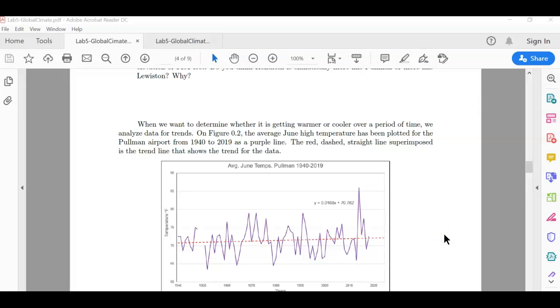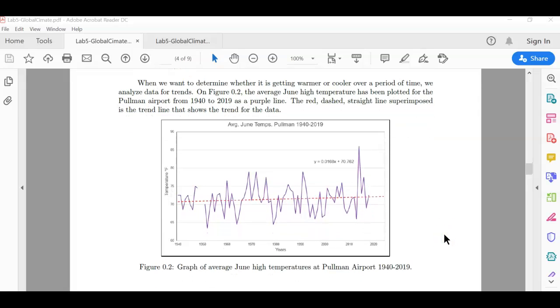All right, so now when we want to determine whether it is getting warmer or cooler over a period of time, we analyze data for trends. On this figure, the average June high temperatures have been plotted for the Pullman Airport from 1940 until 2019 as a purple line. You see there are some gaps in the data because those were years where no data was recorded.